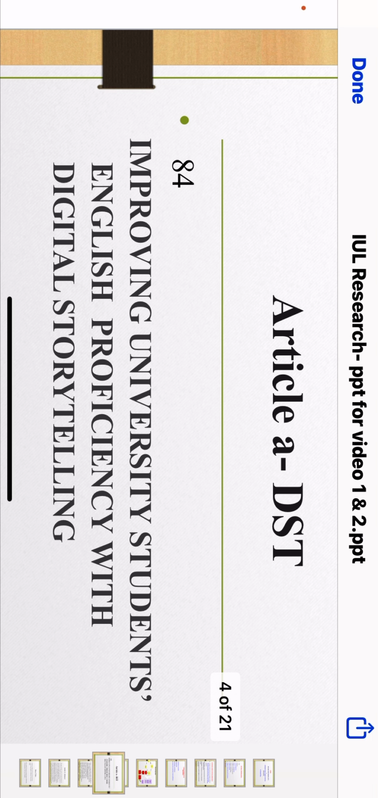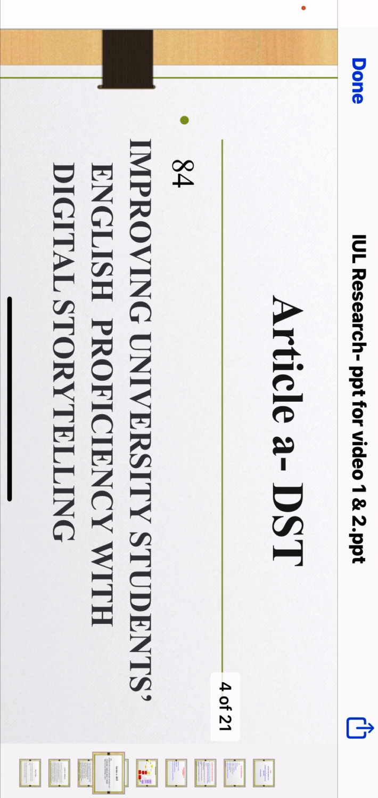For example, let's look at this: improving university students' English proficiency with digital storytelling. What are some components you can find in here? We can find the participants. We have university students. We're talking about English proficiency. So this is basically what we need to test, whether the digital storytelling improves English proficiency.